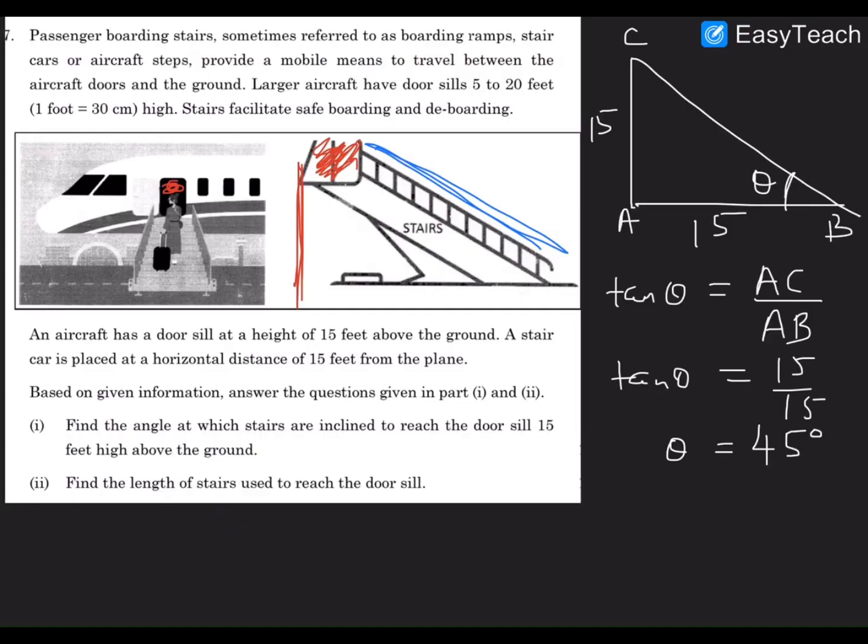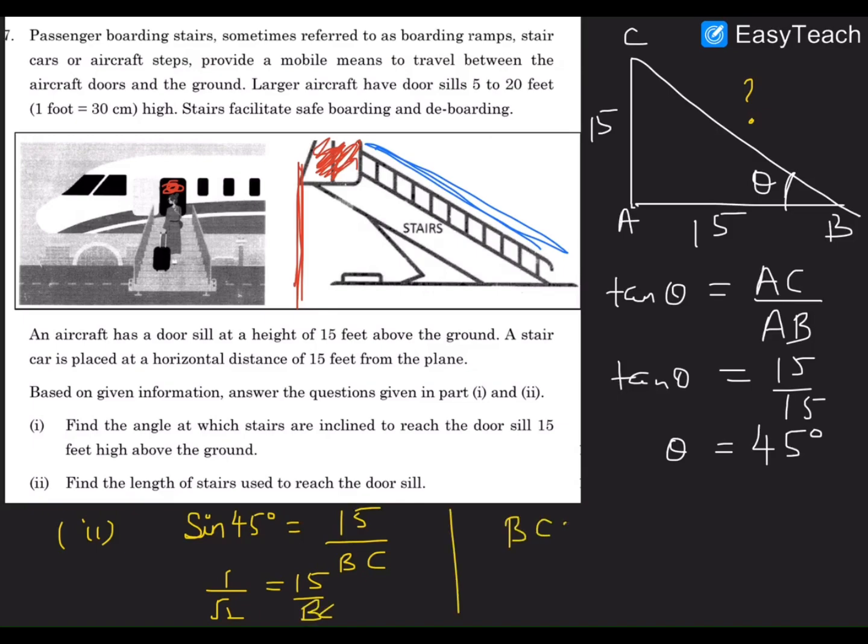Next part, you have to find the length of the stairs to reach the door sill. That means you have to find BC. To find BC, we can use sin theta, or sin 45, as we already calculated theta is 45. Sin 45 is 15 by BC, and the sin 45 value is 1 by root 2, equal to 15 by BC. So BC comes out to be 15 root 2 feet.